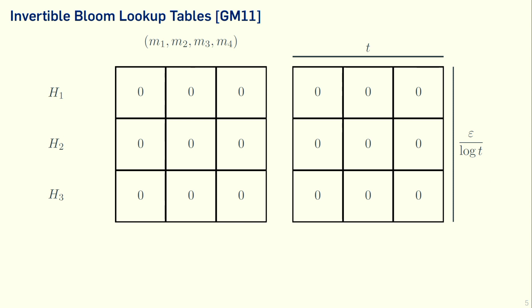We basically have, in the simplest form, two matrices. On the left-hand side, we have our value matrix. On the right-hand side, we have our count matrix. And for each row in the matrices, we have a separate hash function.